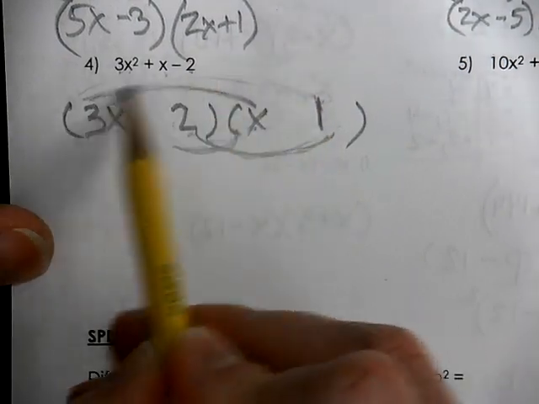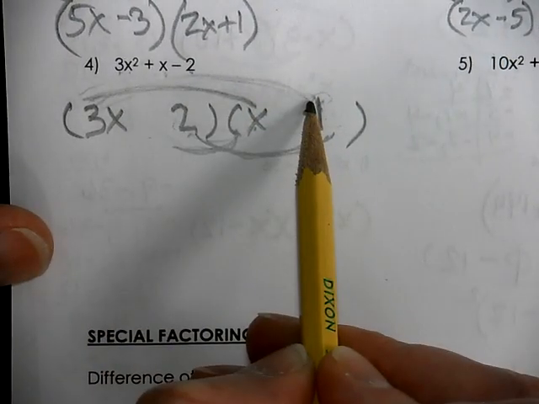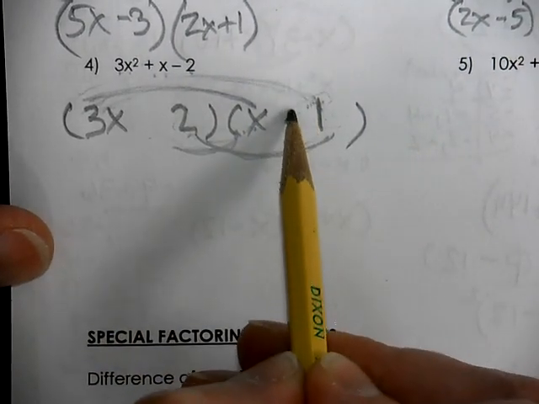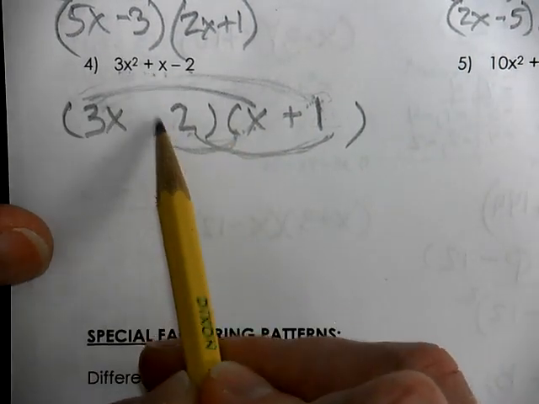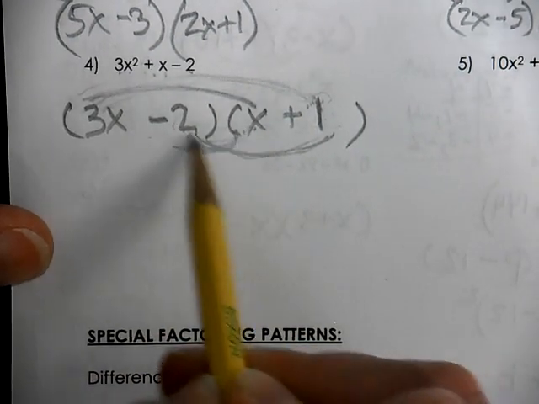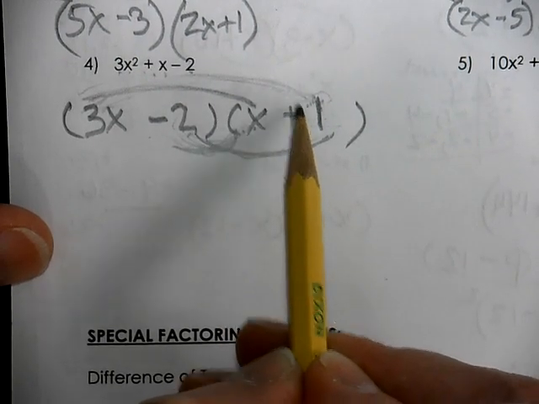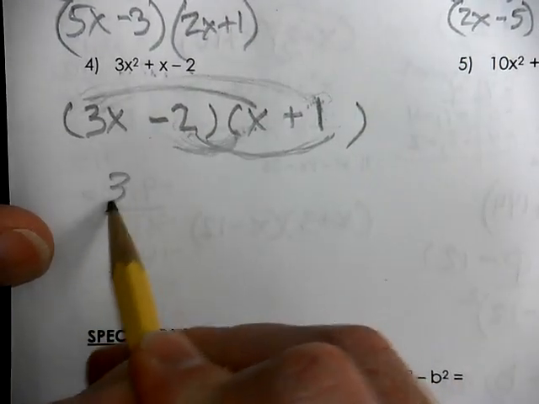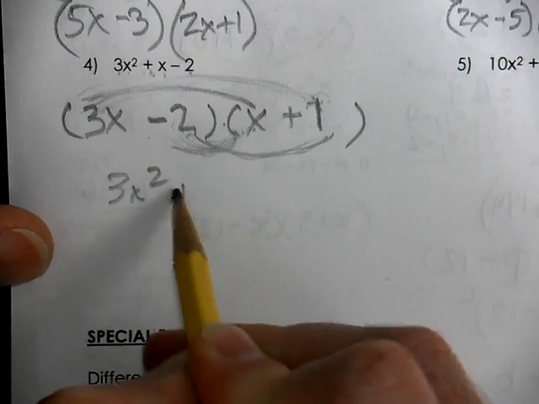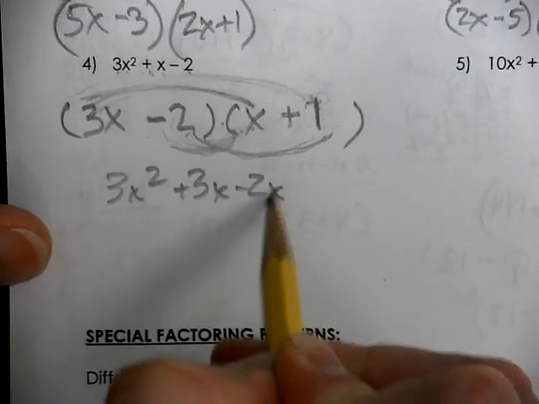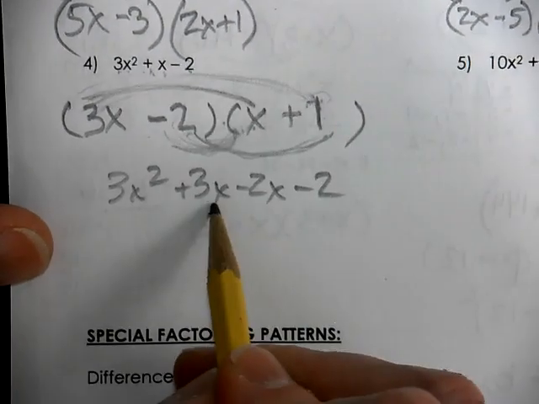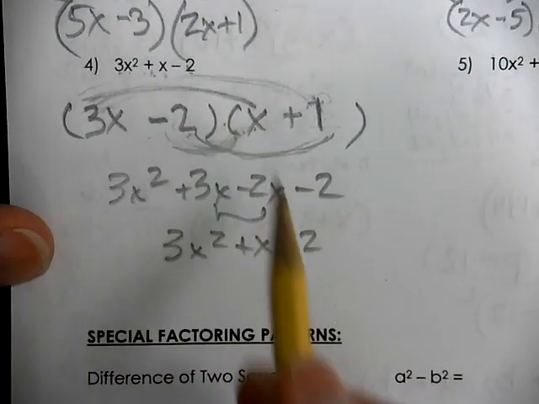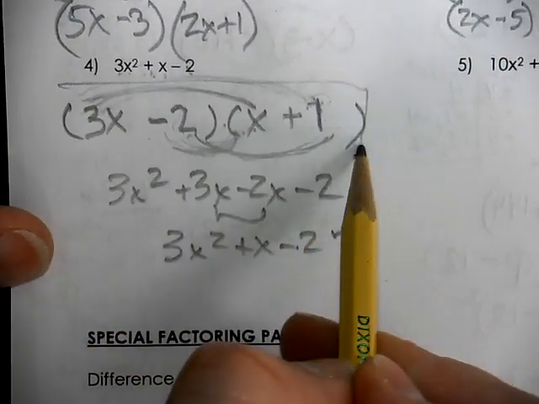What sign would your 3 need to be? You have a 3 and a 2. You need to get it down to 1. The 3 would need to be a positive 3, and the 2 would have to be a negative 2, and that would give us positive 1 if we added those two terms together. Let's check it. 3x squared plus 3x minus 2x minus 2. Those add together to be just x, and my sign is negative. That worked. This is my answer.